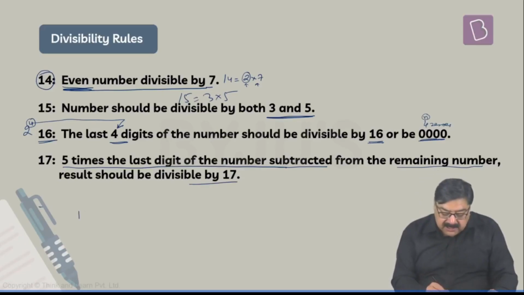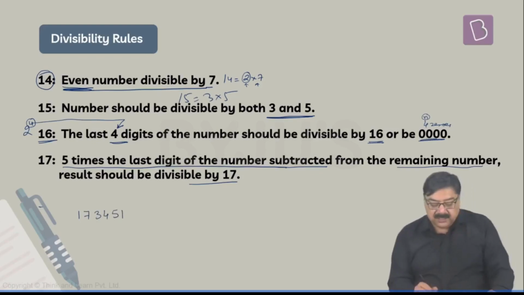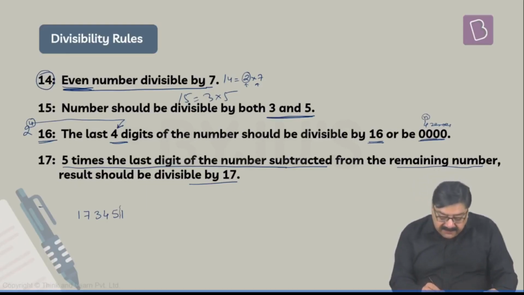Now, let us take a number, that is 17, 34, and 51. 1, 7, 3, 4, 5, 1. These are multiples of 17. 17 ones are 17, 17 twos are 34, 17 threes are 51. Quite simple actually. But still, we will take 5 times the last digit, that is 1, and we will subtract it from the remaining number. Now what do you get?